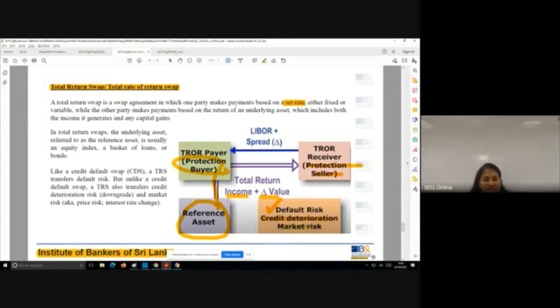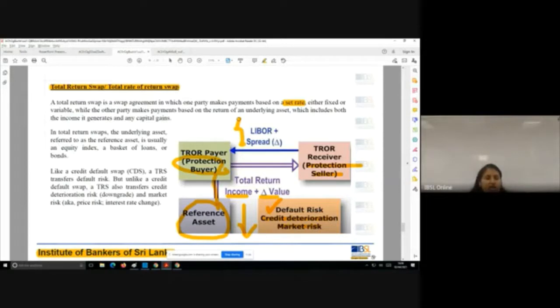Market risk. Let's say this reference asset is an equity. The share price declines. Again, that goes to the protection seller. Okay. Protection buyer gets a set rate. They are not exposed to the market fluctuations or fluctuations that arise due to default or deterioration.